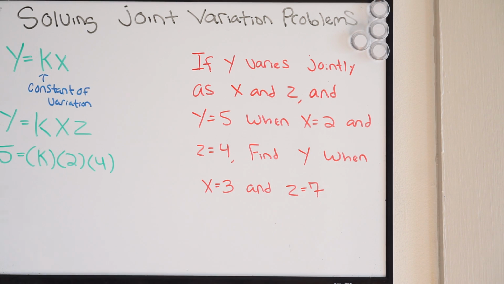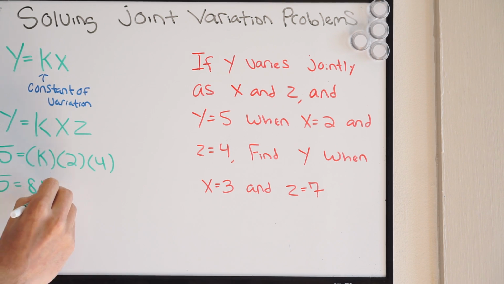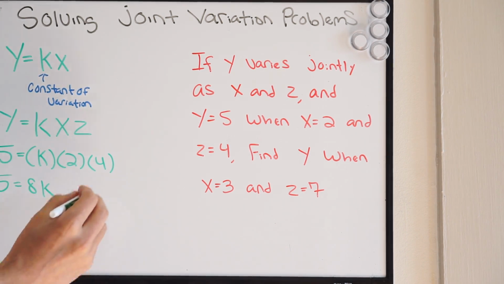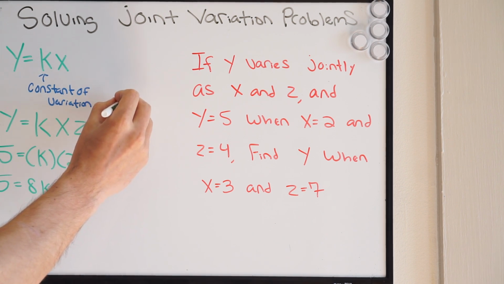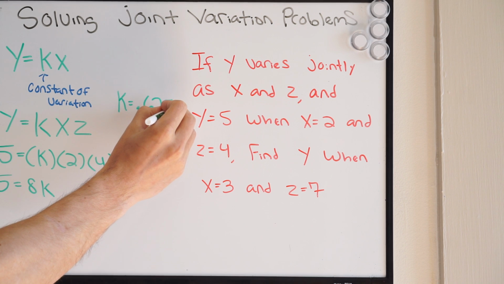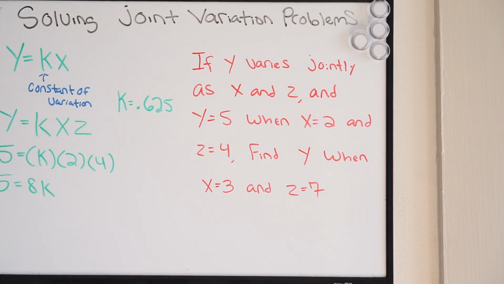Alright, so doing this out, we'll have 5 equals, well, 2 times 4 is 8. And now we're just going to divide both sides by 8 here, and we're going to figure out what k equals. So if I do 5 divided by 8, I get 0.625. So k, I'm going to write it up here, equals 0.625. Alright? Okay, let's erase this work.